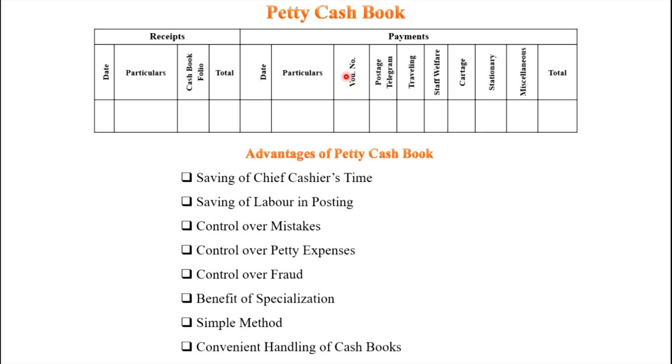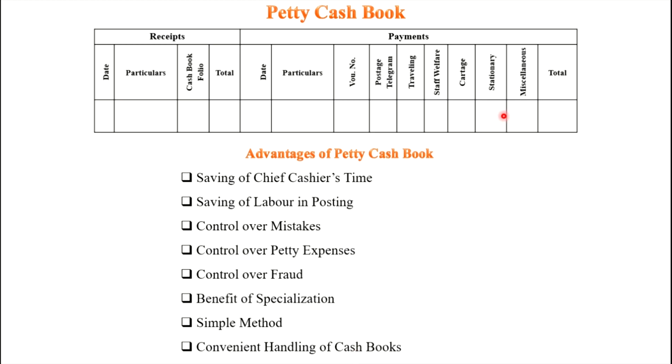What are the main advantages of the petty cash book? If these repetitive transactions were recorded by the main cashier, it would be time consuming. That's why it saves the time of the chief cashier. Then also saving of labor in posting, control over mistakes, control over petty expenses, control over frauds, benefits of specialization. It is a simple method and convenient handling of the cash book.